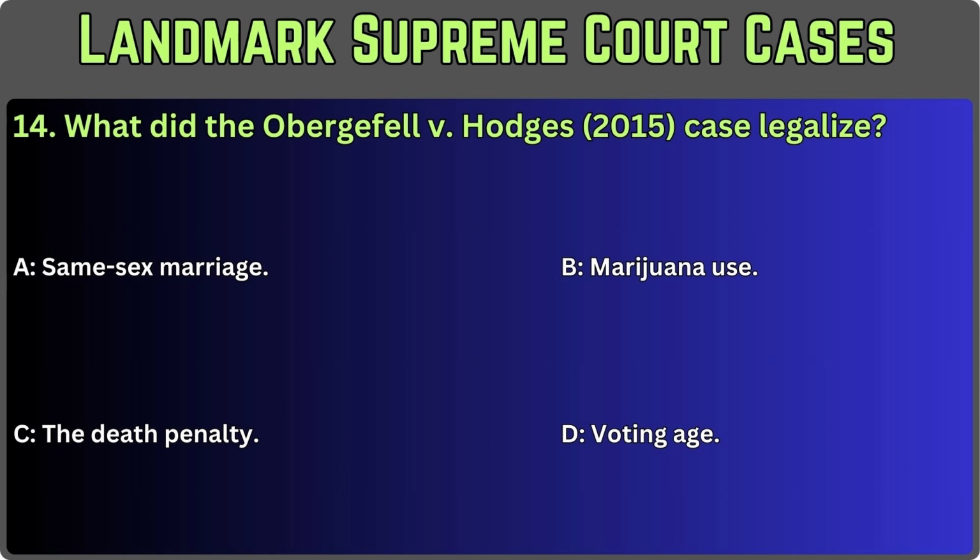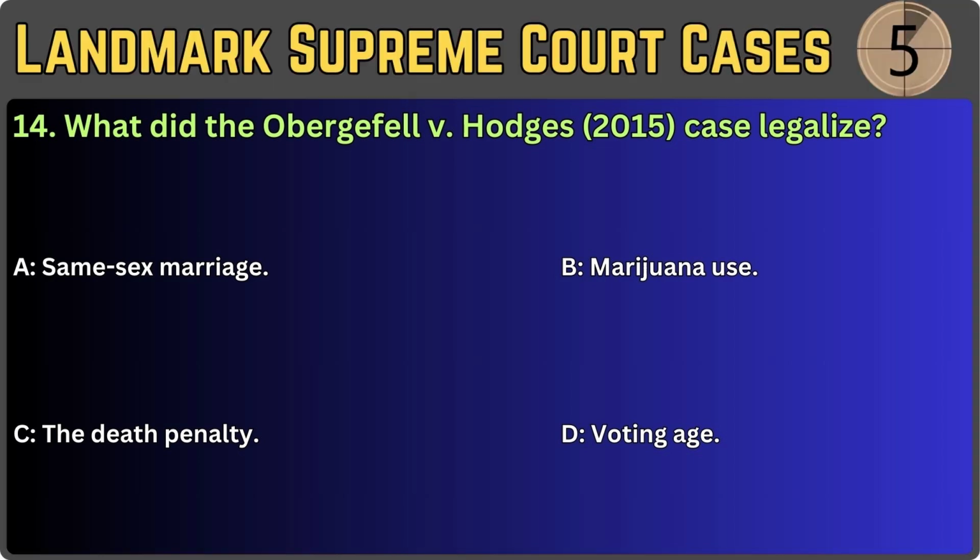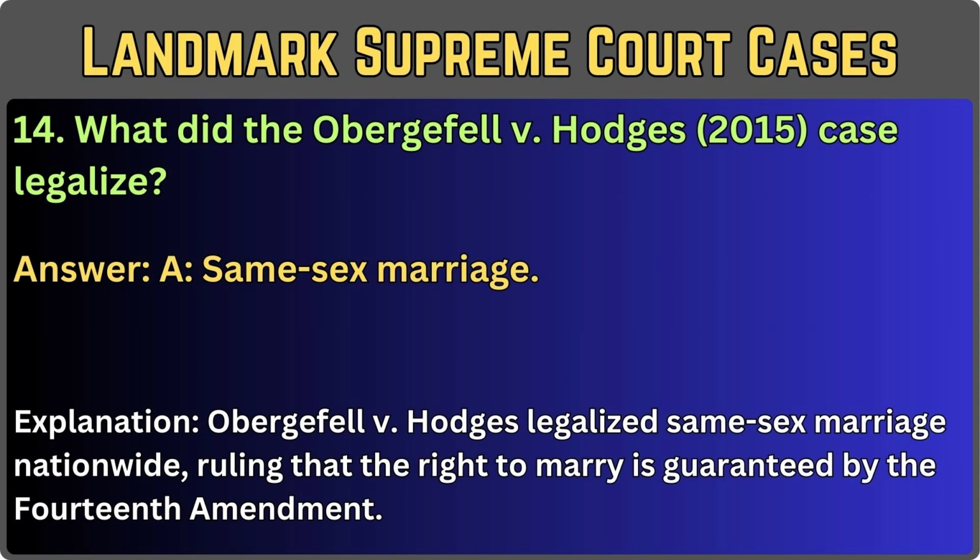14. What did the Obergefell v. Hodges, 2015 case legalize? A. Same-sex marriage. B. Marijuana use. C. The death penalty. D. Voting age. Answer. A. Same-sex marriage. Explanation. Obergefell v. Hodges legalized same-sex marriage nationwide, ruling that the right to marry is guaranteed by the 14th Amendment.